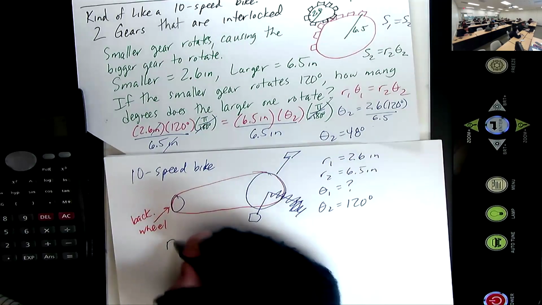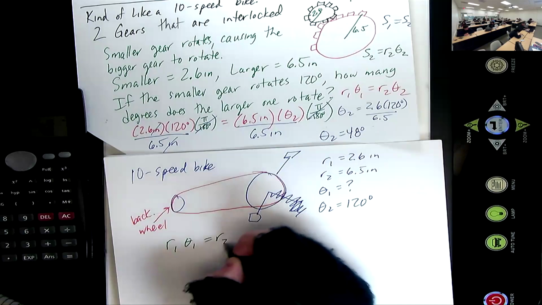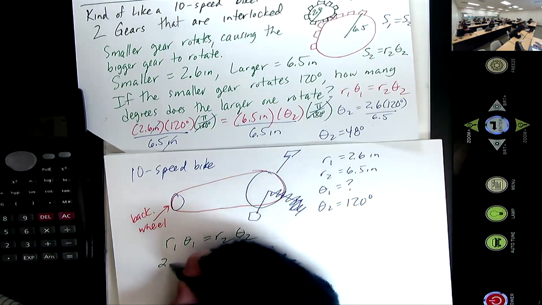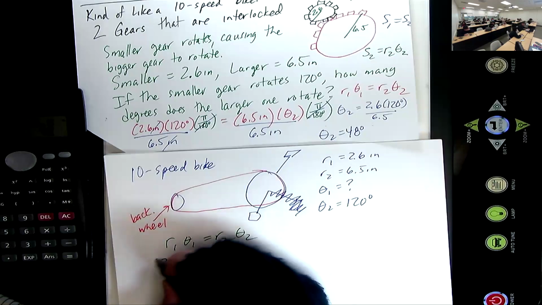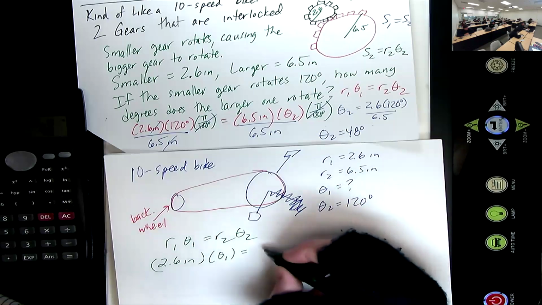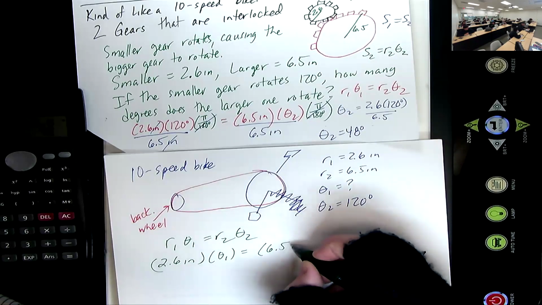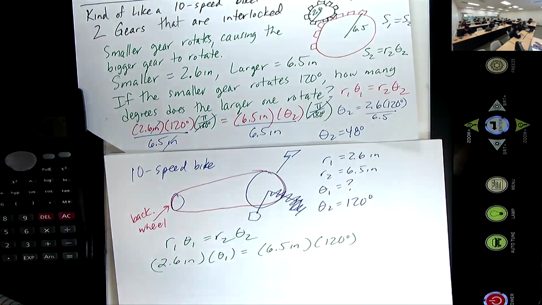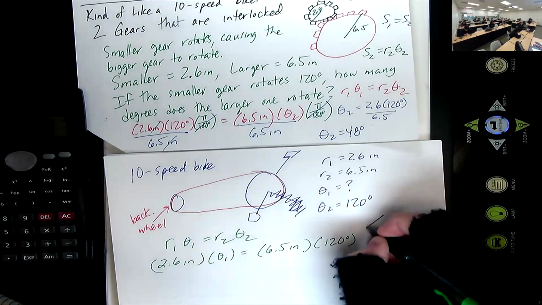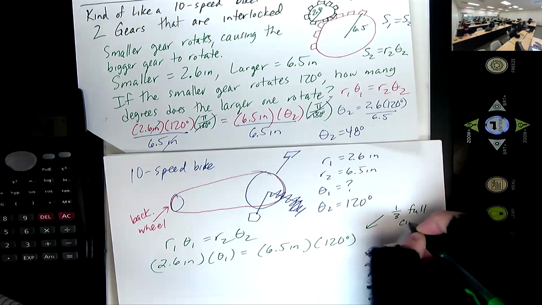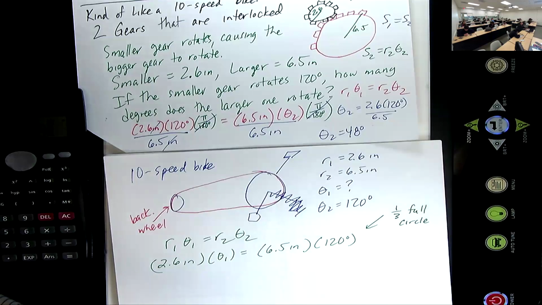So we've got R1 theta 1 equals R2 theta 2. And we plug in what we have. 2.6 inches, I don't know what theta 1 is. R2 was 6.5 inches, and theta 2 was 120 degrees, which is 1/3 of a full pedal, full circle around. So we didn't even pedal all the way around once.